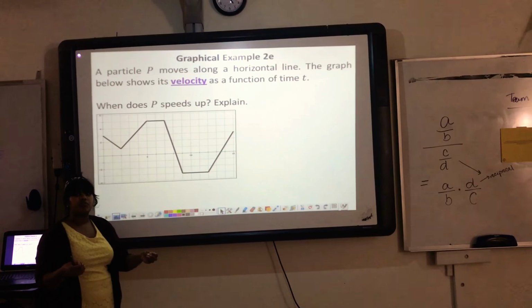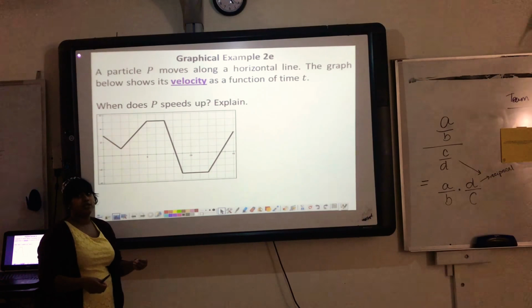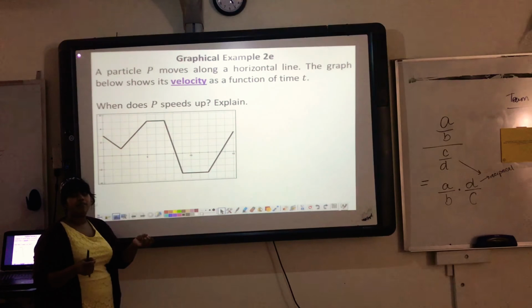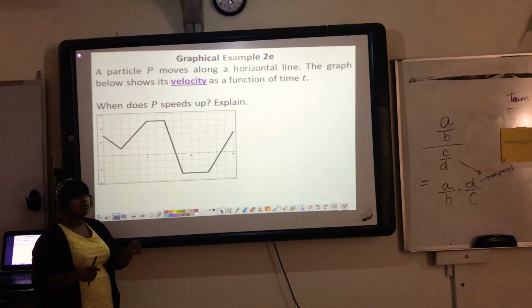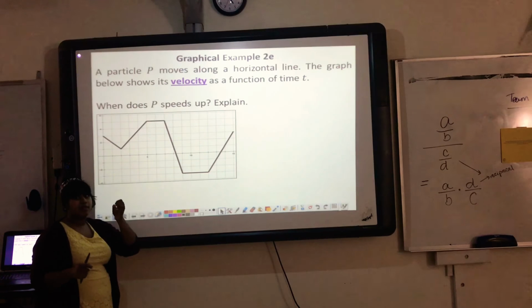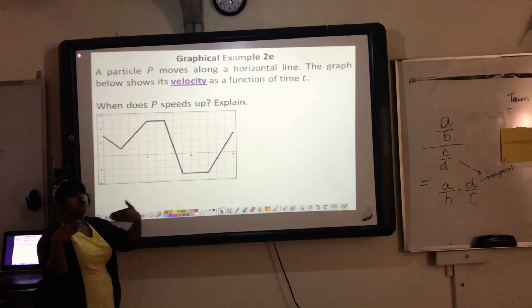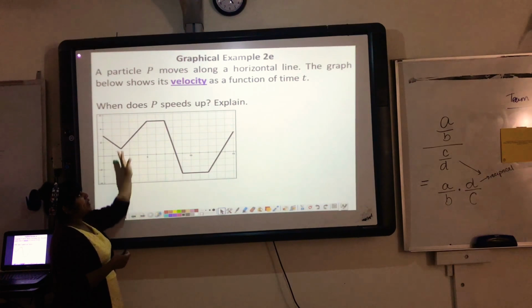So now we have to think about the relationship between velocity and acceleration. For something to speed up, both velocity and acceleration have to have the same sign. They don't have to both be positive, they can both be negative, but they have to have the same sign. Same energy, both directions. Opposing energy or opposite signs would cause it to slow down. So when does it speed up?